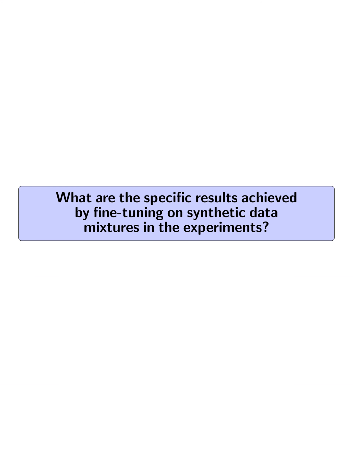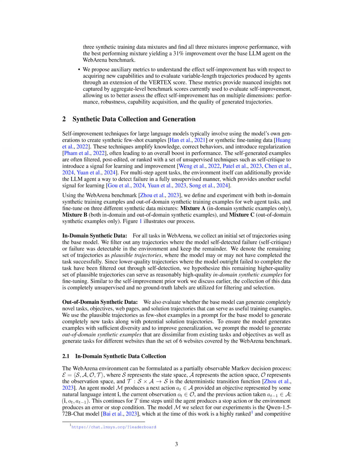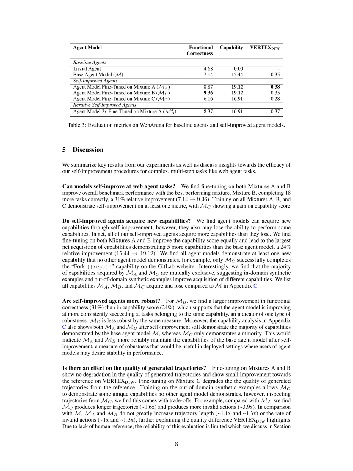What are the specific results achieved by fine-tuning on synthetic data mixtures in the experiments? Fine-tuning on synthetic data mixtures in the experiments resulted in significant improvements in agent performance. The best-performing mixture, Mixture B, demonstrated a 31% relative improvement by completing 18 more tasks correctly. Training on all mixtures A, B, and C showed self-improvement on at least one metric, with Mixture C showing a gain in the capability score.